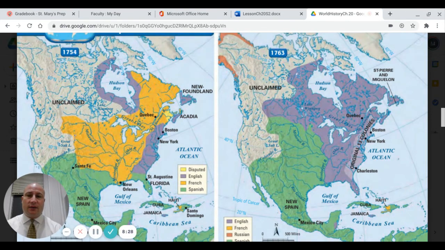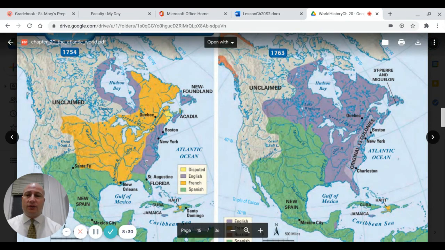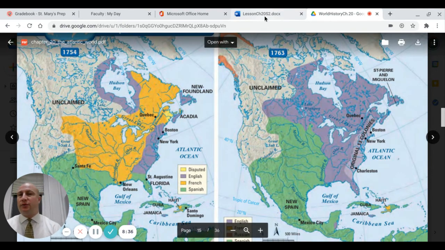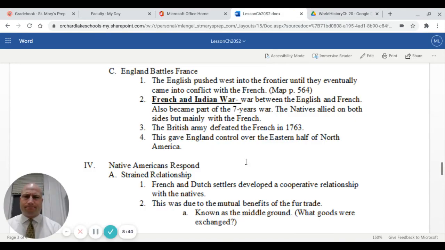You see the French here, and you've got the English. So as they start to push west, they're going to come into conflict with, of course, French fur trappers, traders, and some settlers in those regions. Okay, so what we want to take a look at is the major conflict known as the French and Indian War.